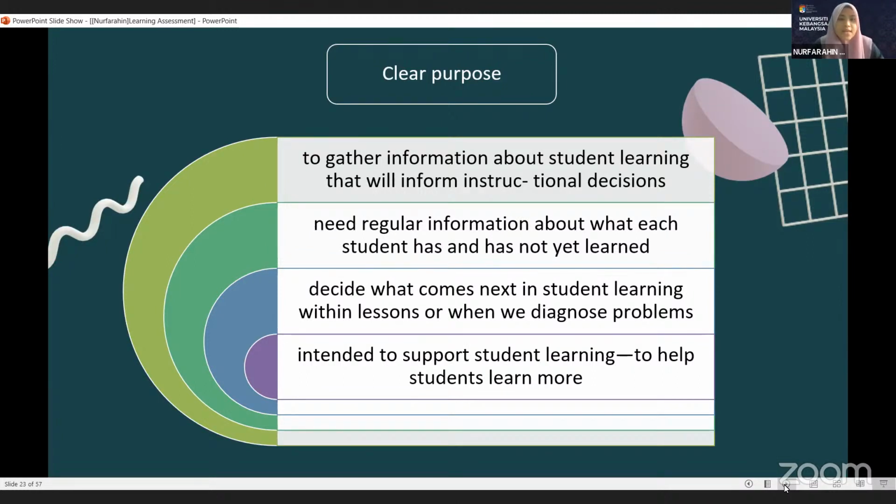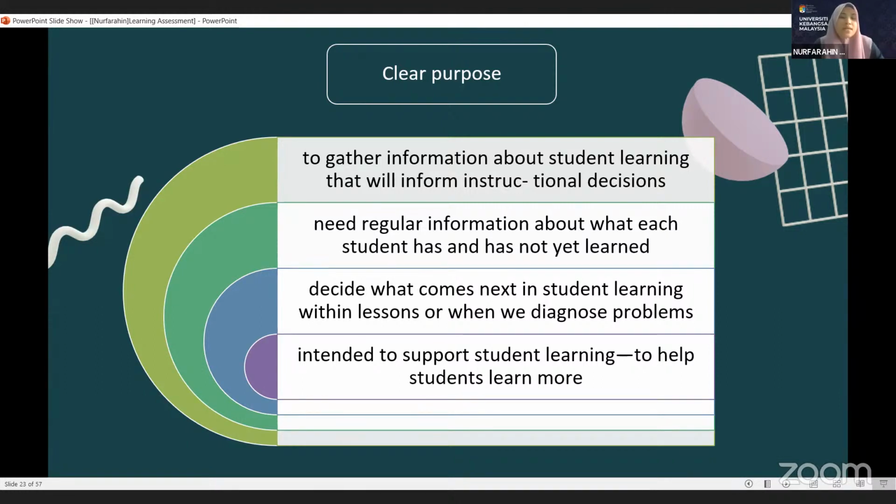The second one is assessment needs regular information about what each student has and has not yet learned. Each student learns at a different pace. Each student learns differently and has a different learning speed. Some are very fast, some are quite slow, but that does not mean that we need to sideline any student. We need to consider all students, and because of that, each student will have their own unique pattern.